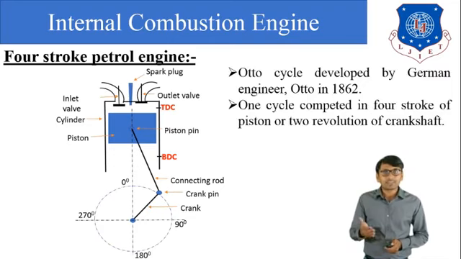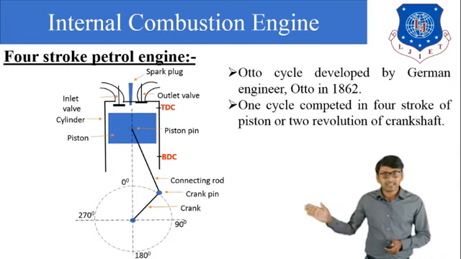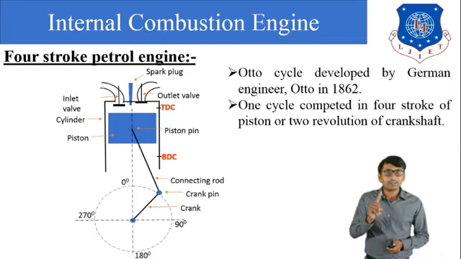Now, the Otto cycle was developed by the German engineer Otto in 1862. In this engine, one cycle is completed in 4 strokes or 2 revolutions of the crankshaft. So one cycle is completed in 4 piston strokes: suction stroke, compression stroke, power stroke and exhaust stroke. Now we discuss these strokes one by one.